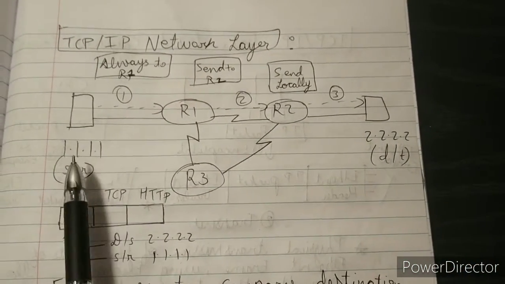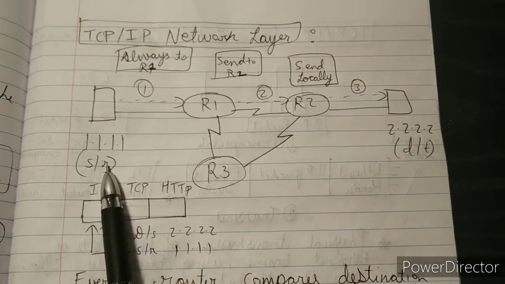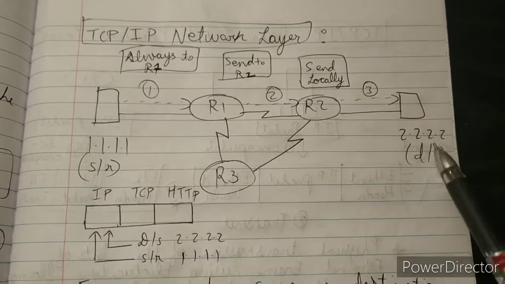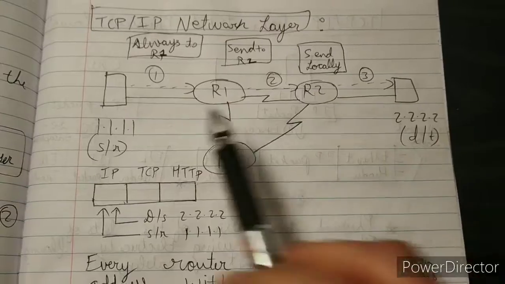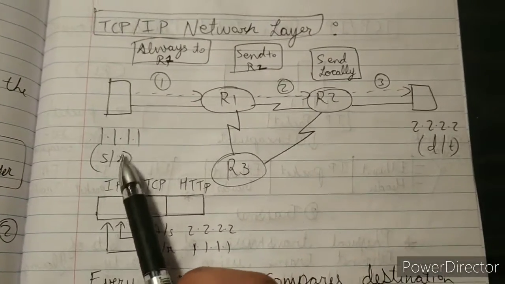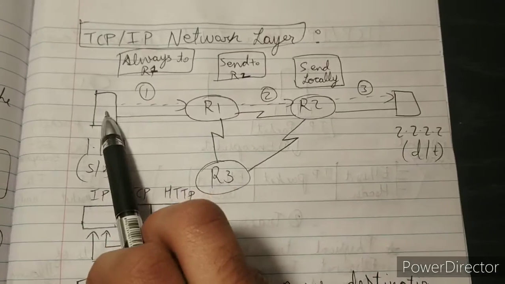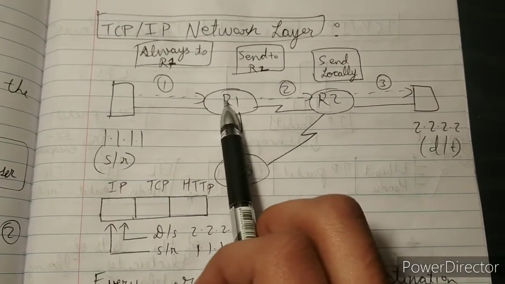A packet needs to be sent from the source to the destination. The source has the IP address of 1.1.1.1 and the destination has the IP address of 2.2.2.2. We'll mention the IP address in the dotted decimal notation. So the source sends the packet to R1, which is the default router.